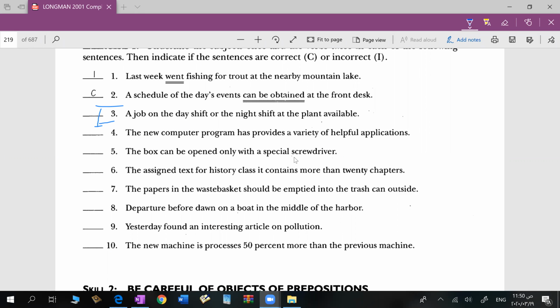Okay, let's check now. A job on the day shift or the night shift. So what do we have here? We have a noun phrase: a job on the day shift or the night shift at the plant available. Do we have a verb here? We don't have a verb, so this sentence is incorrect.